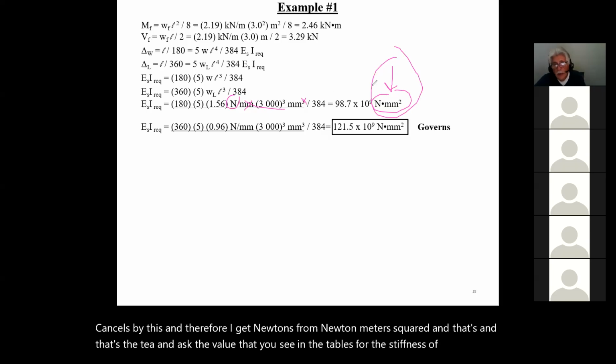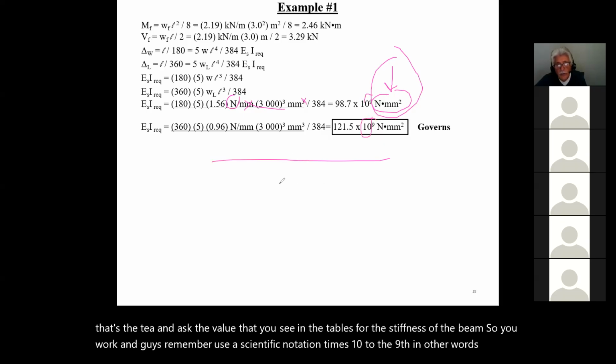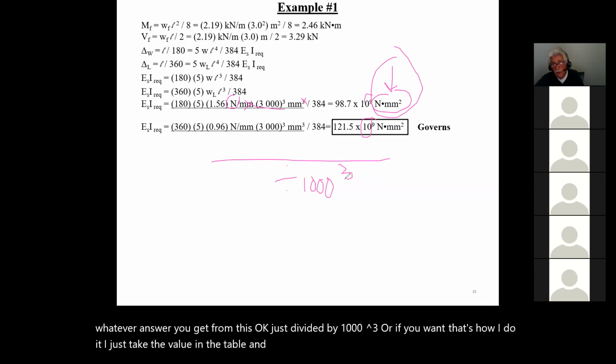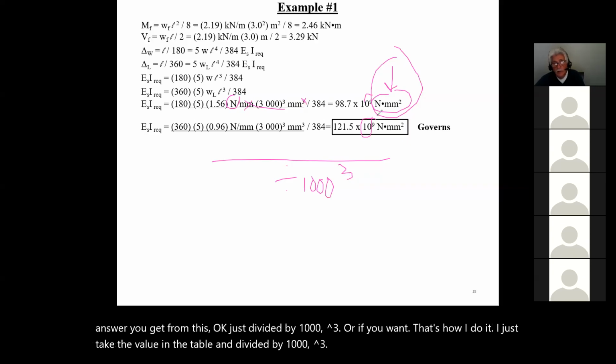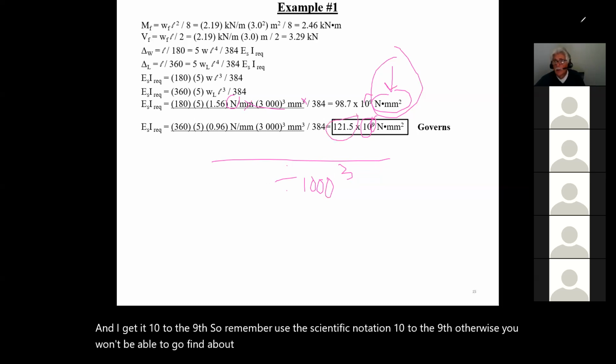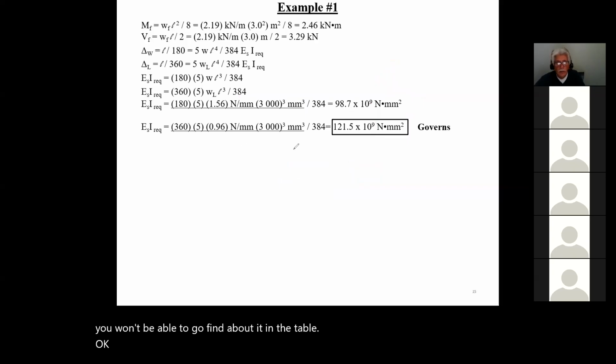So guys, remember, use scientific notation times 10 to the ninth. In other words, whatever answer you get from this, okay, just divide it by 1,000 cubed. That's how I do it. I just take the value in the table and divide it by 1,000 cubed, and I get 10 to the ninth. So remember, use scientific notation 10 to the ninth. Otherwise, you won't be able to go find the values in the table. Okay, and that's the easiest way I do it.